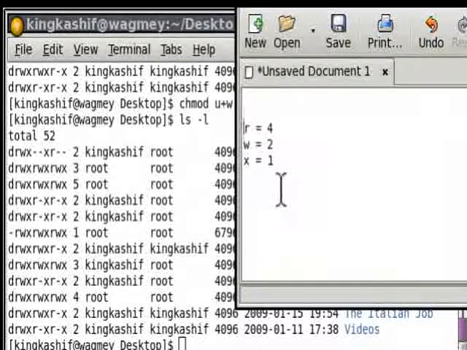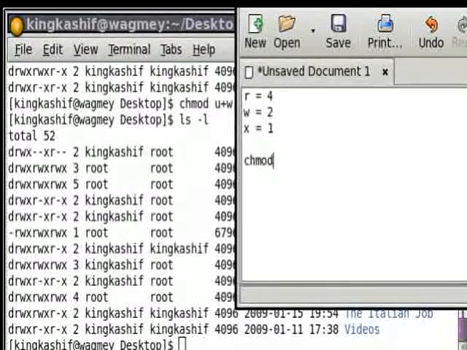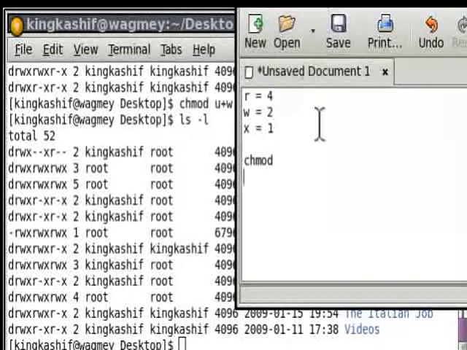Suppose we want to give all permission to user section, as here already have all permission to group section, and only read and execute permission to other section. How do we do it using numerical way? Let's take a look.